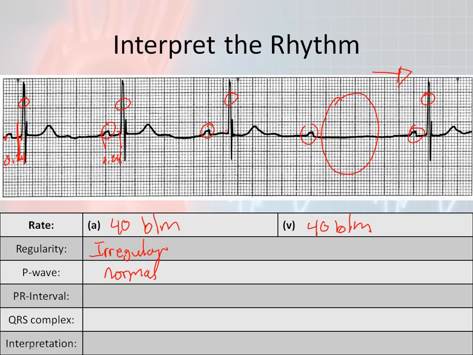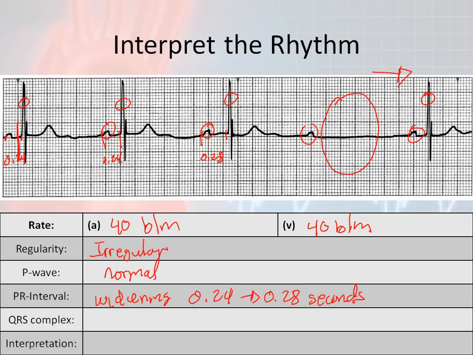This PR interval is going to be a little bit longer. It's going to start here and end way out here. So this is actually going to be 0.28. As you can see here, my PR interval is actually widening, from 0.24 to 0.28 seconds, because we're always labeling our numbers now that we're in medicine.